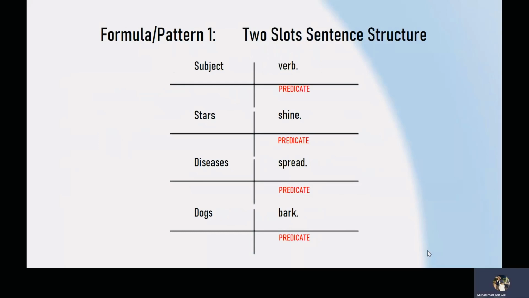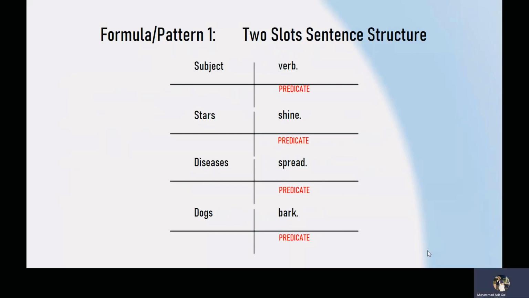And another thing you must note is that the first letter of the subject is capital. S of the subject is capital. S of stars is capital. D of diseases is capital. D of dogs is capital. So this is the simplest pattern in English sentence structure. We call it pattern 1 or formula 1. We call it a 2-slot sentence.